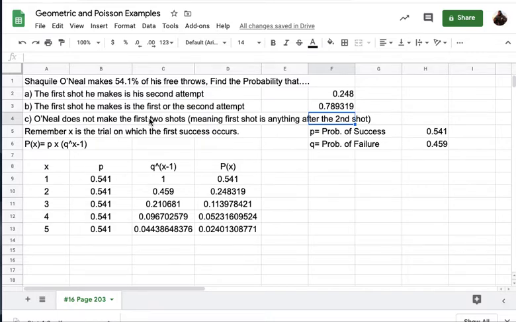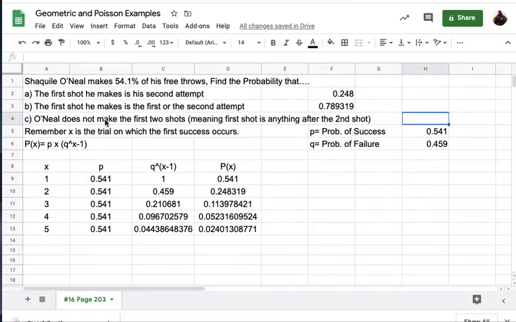Now it gets a little more difficult. O'Neal does not make the first two shots. Because this keeps going infinitely, our X values can keep going, we can't just do a sum of whatever is above 2. It keeps going infinitely. But what we can do is, since we know he doesn't make the first or the second shot, we can simply subtract those probabilities away from all of the rest. And remember, in all of these probability distributions, the sum of all the probabilities has to be 1 or 100%.